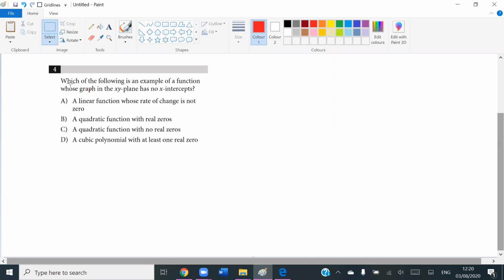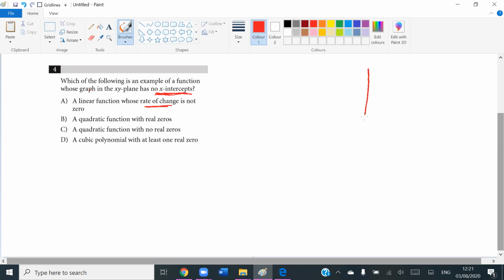Question number 4. Which of the following is an example of a function whose graph in the xy plane has no x-intercept, no intersection with the x-axis? No x-intercept means no intersection with the x-axis. A linear function means a straight line. A linear function whose rate of change, meaning the slope, is not zero.